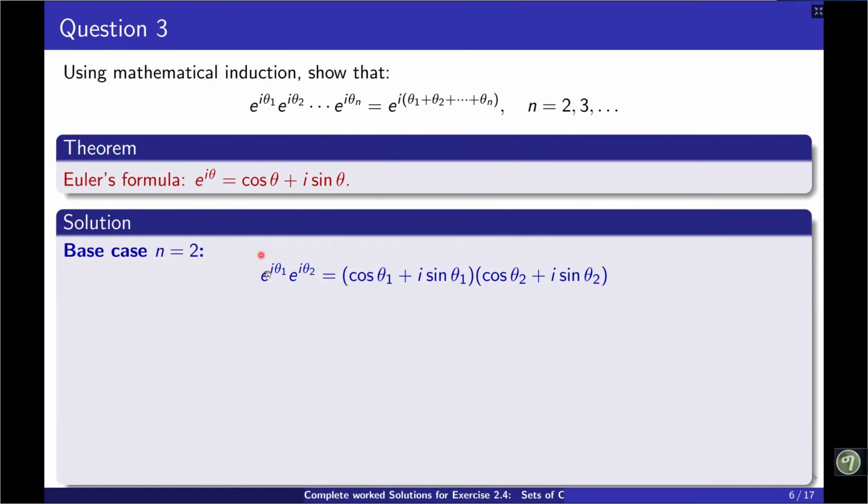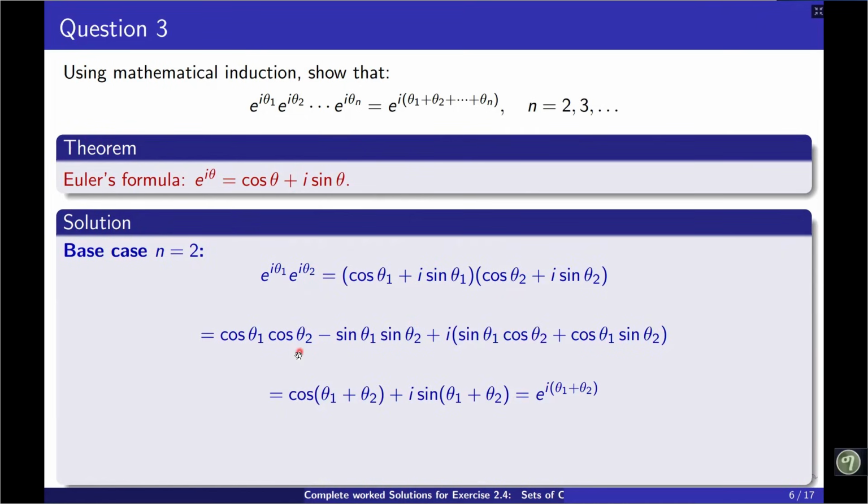Here, e to the power of iθ1 is equal to cos θ1 plus i sin θ1, and e to the power of iθ2 is equal to cos θ2 plus i sin θ2, so that the product of these two is obtained by multiplying both the first and second terms of the first complex number, e to the power of iθ1, by the second, and we have this.